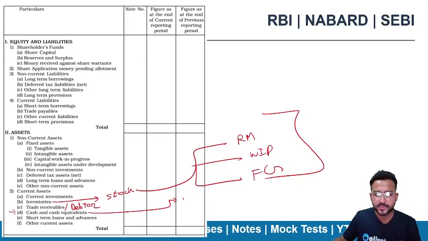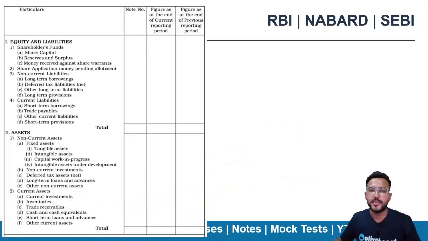Then we have cash and cash equivalents. In cash and cash equivalents, we can have bank, we can have cash balance, right? And we can have other cash and cash equivalents as well, which we'll be discussing in the coming few chapters, most probably in the cash flow statement chapter. Short-term loans and advances. Let's suppose I have given a short-term loan to a friend. Then that's a short-term loan and advance which will be repayable within 1 year. So that's how a balance sheet of a corporate entity looks like.